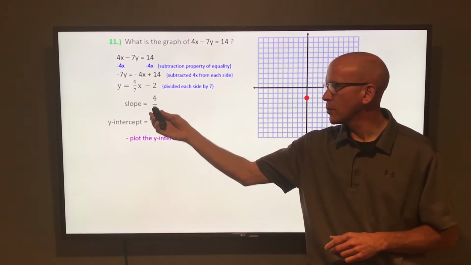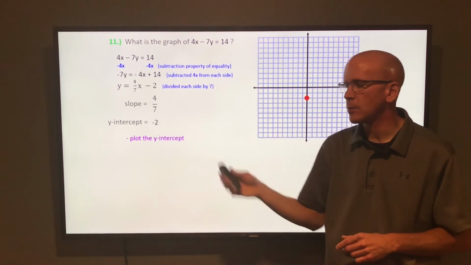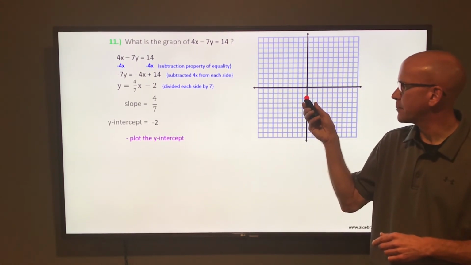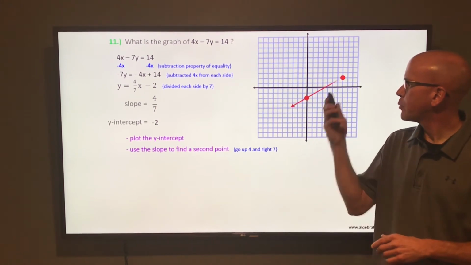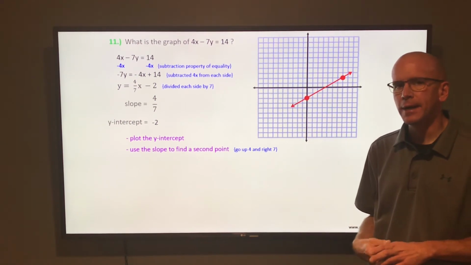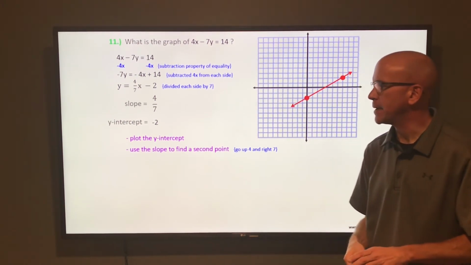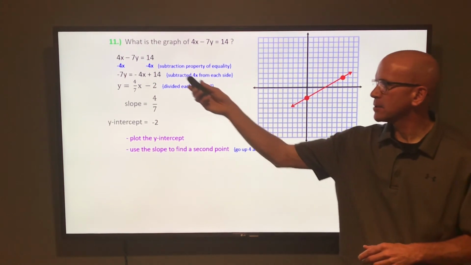It's rise over run. So this line rises 4 for every 7 that it runs to the right. So from that y-intercept, you're going to go up 4 and then to the right 7 and put another point down. So go up 4, to the right 7, put another point down. You have 2 points. That's all it takes to make a line. Draw a straight line through those 2 points, and that is the graph of that equation.